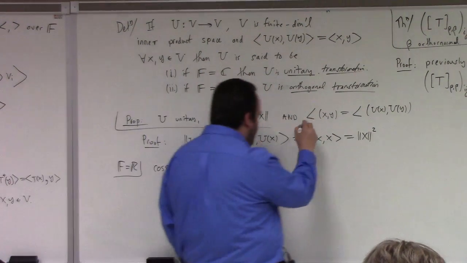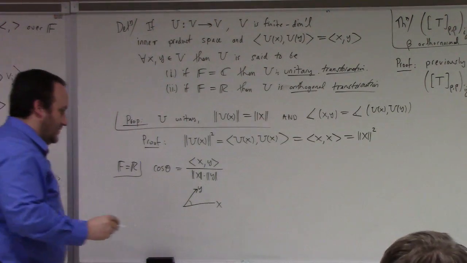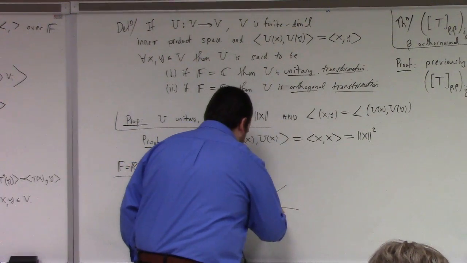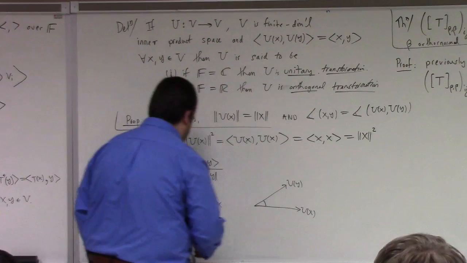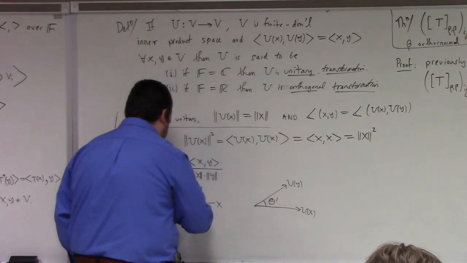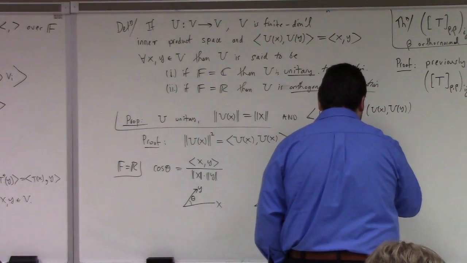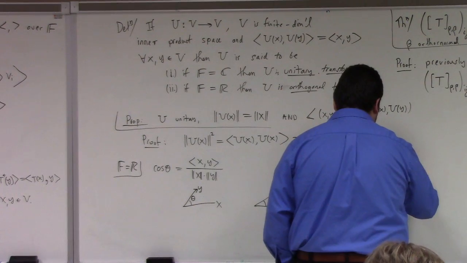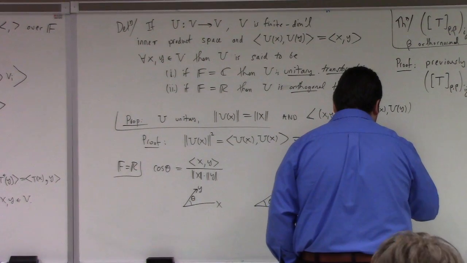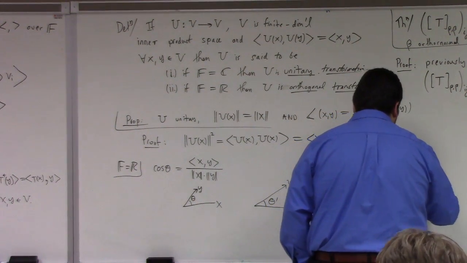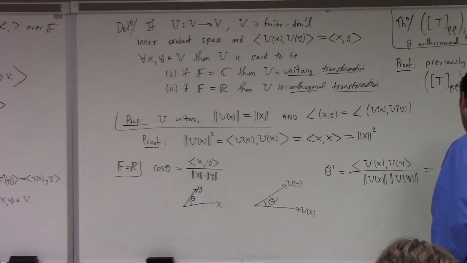Would it be better if I did one of these? So how do you calculate the angle between U of x and U of y? Let's call it theta prime. We have the inner product of U of x, U of y, right? Divided by the magnitude of U of x, aka the norm of U of x, and the norm of U of y. Which, by the way, is what? The same thing, right?